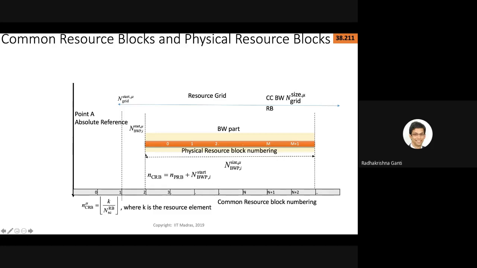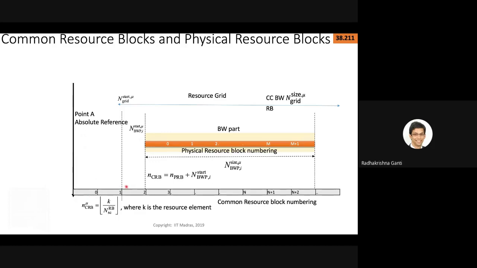So for example, in this particular case, this is the bandwidth part that the UE got. His physical resource blocks start at, let me show my laser pointer, this point. So that starts at 0, 1, 2, 3, 4, 5, and so on. Physical resource blocks are with respect to a particular bandwidth part, whereas common resource blocks are with respect to the absolute reference. The absolute reference starting point is common resource block 0. Does it make sense?